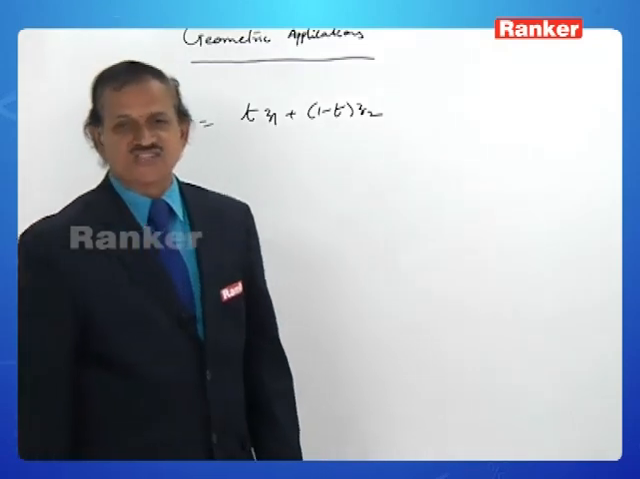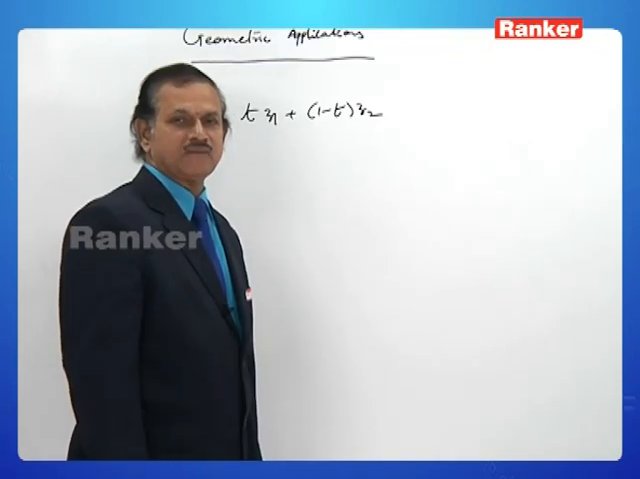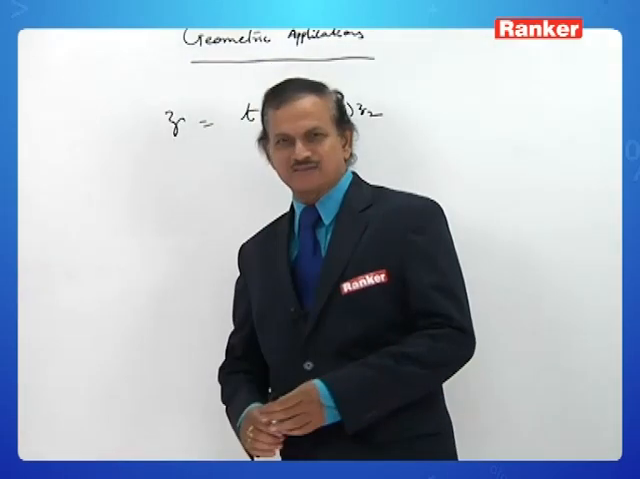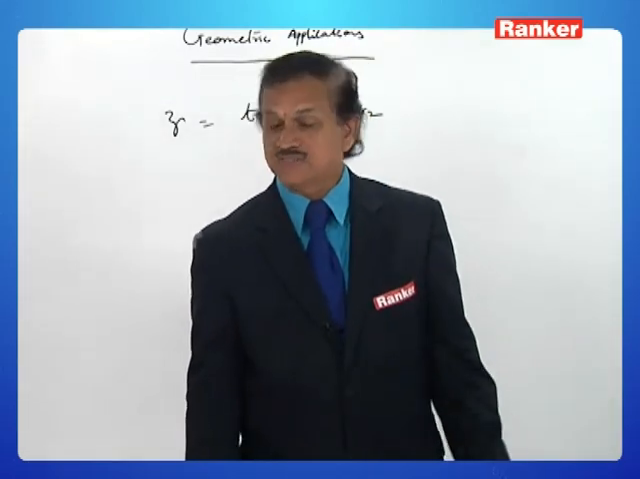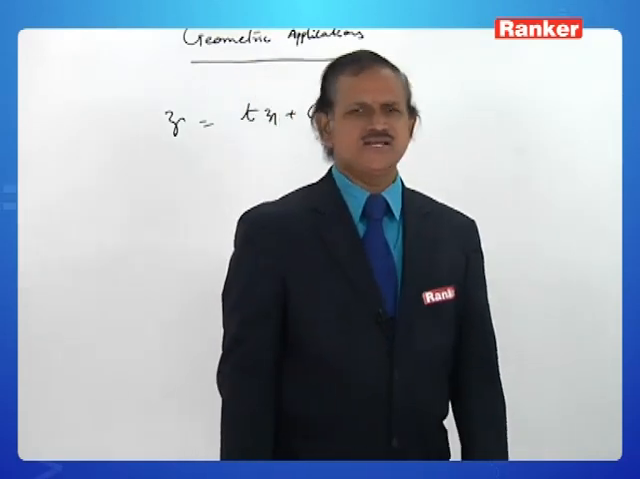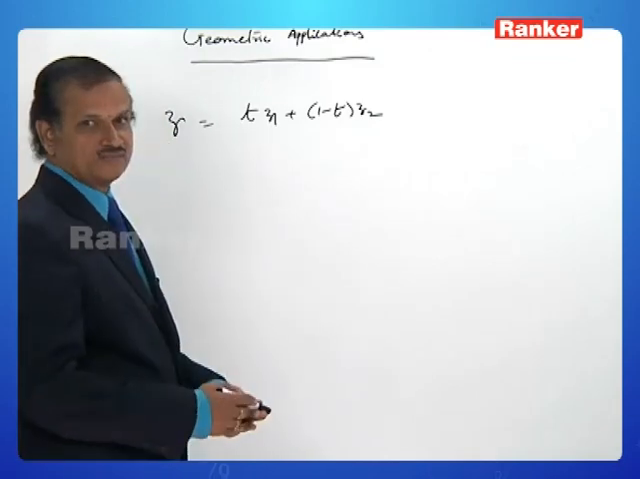A complex number z satisfies that z is equal to t z1 plus (1 minus t) z2, where z1 and z2 are two given complex numbers and t is a real scalar. What is the locus of z? It's very simple. z is equal to t z1 plus (1 minus t) z2.